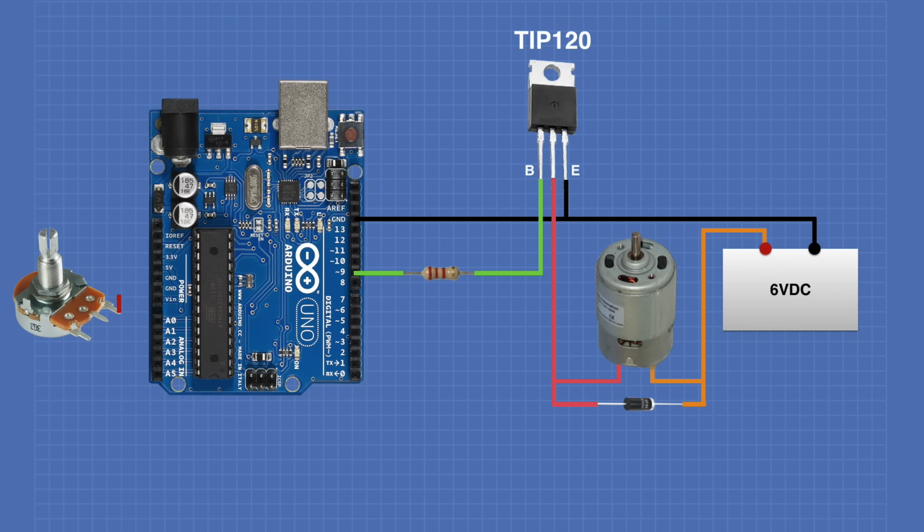And finally, we'll connect the potentiometer. We'll connect one side to 5 volts, the other side to ground, and the wiper of the pot to analog input A0. And this completes our wiring.